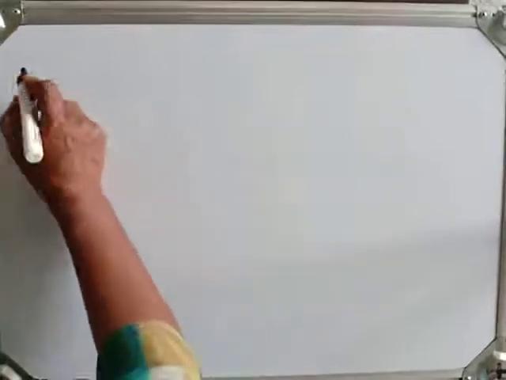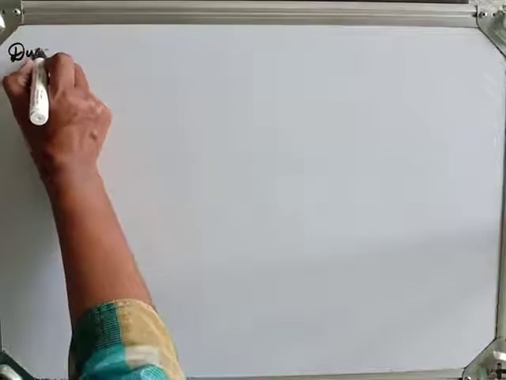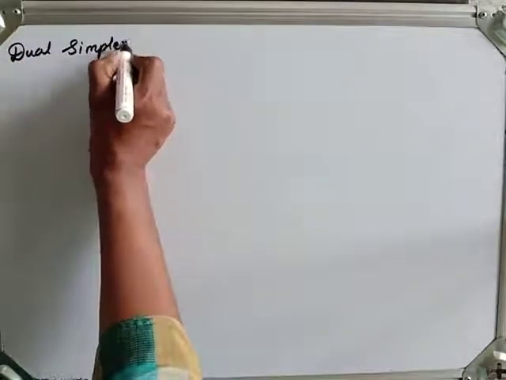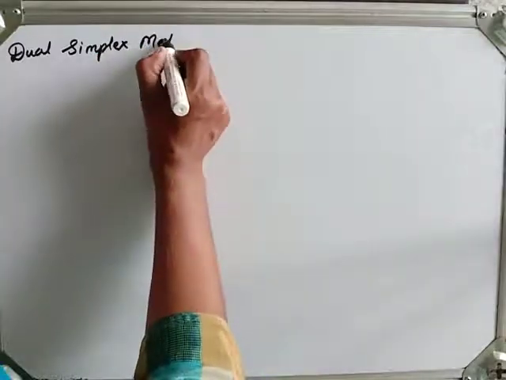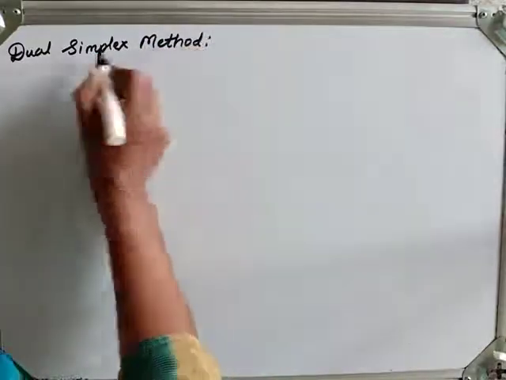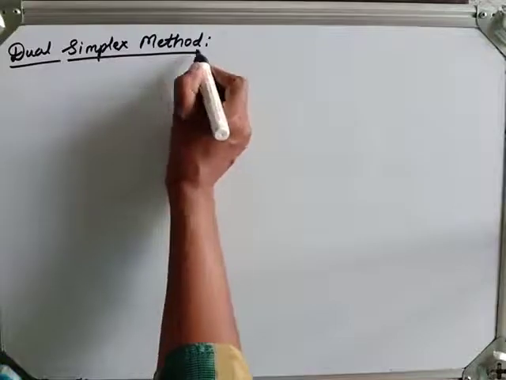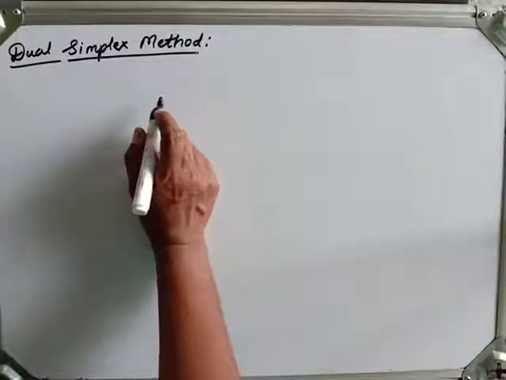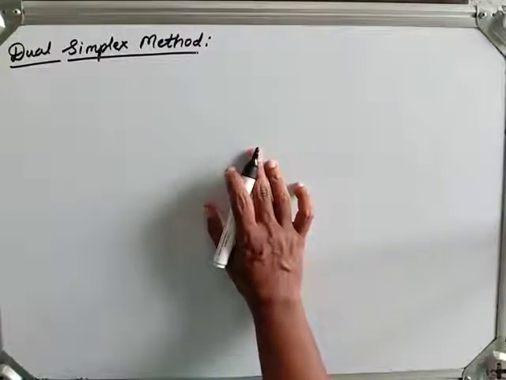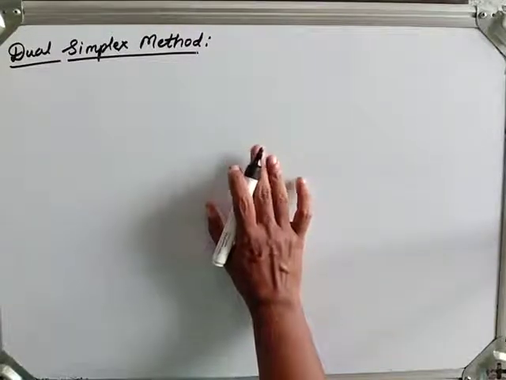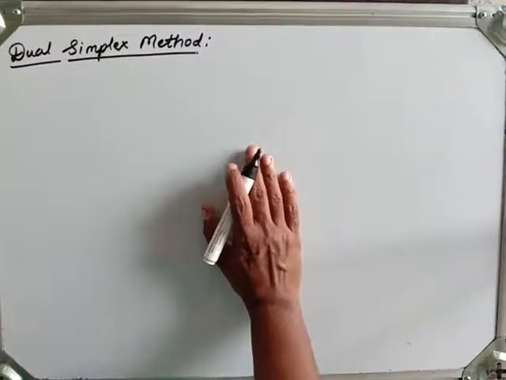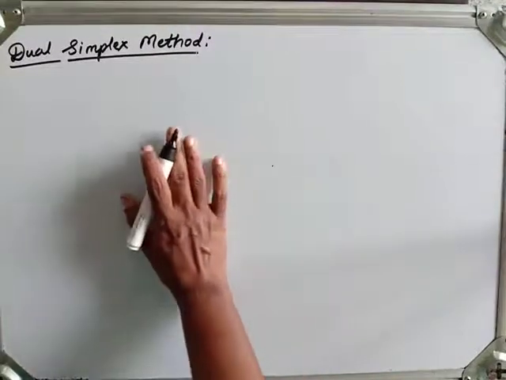Hello students, now in this video let us see the dual simplex method. This method is applicable to those LPPs that start with an infeasible solution. As we have seen, the big M method is also applicable if we don't get an initial basic feasible solution. At that time we use artificial variables. A similar thing is here also.